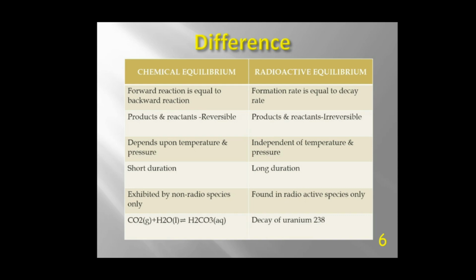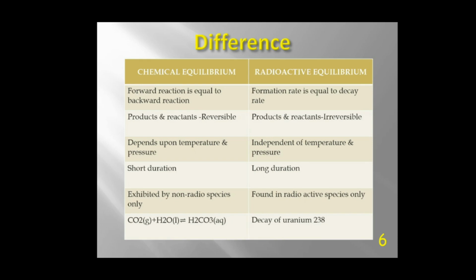And in a chemical equilibrium, with a certain amount of process involved, we can get back the reactants from its products. That is, it is reversible, and in case of radioactive equilibrium, it is irreversible. Chemical equilibrium depends upon temperature and pressure, and radioactive equilibrium is independent of temperature and pressure. Chemical equilibrium only takes place over a short duration compared to the radioactive equilibrium.